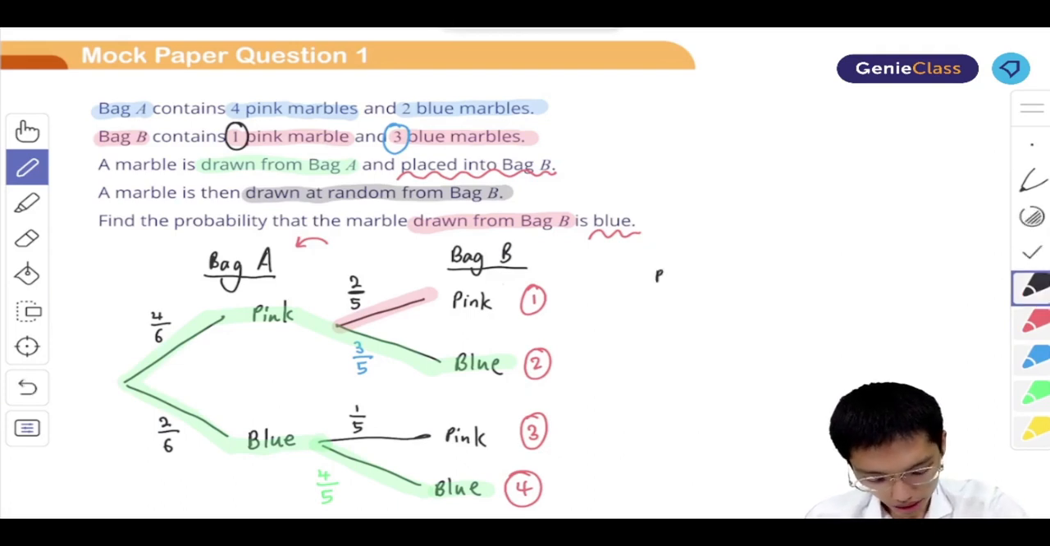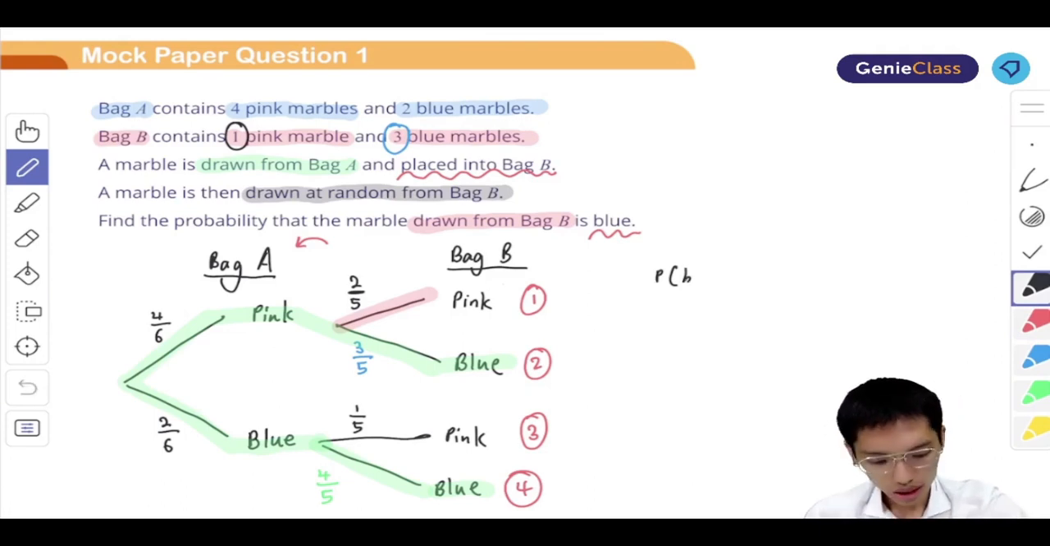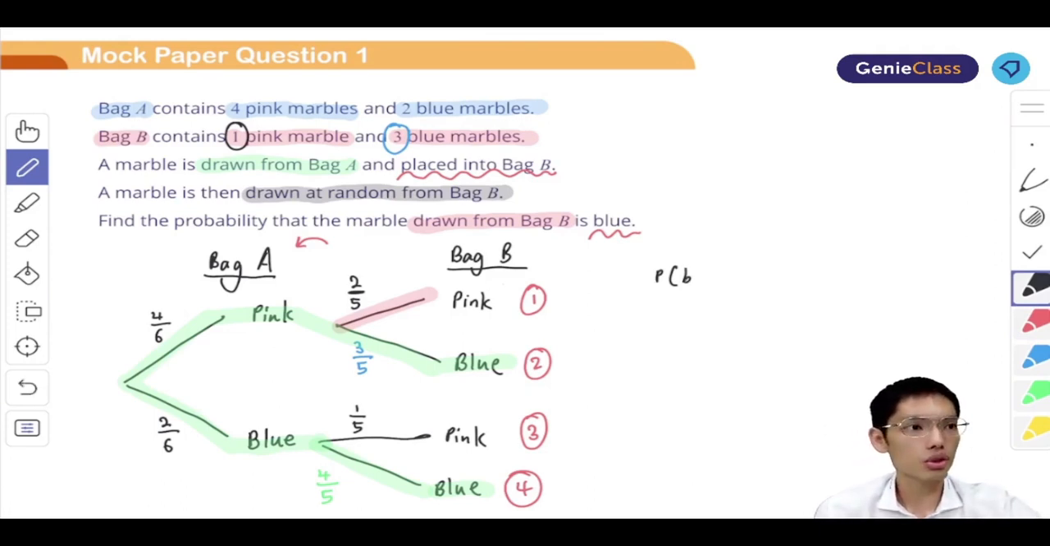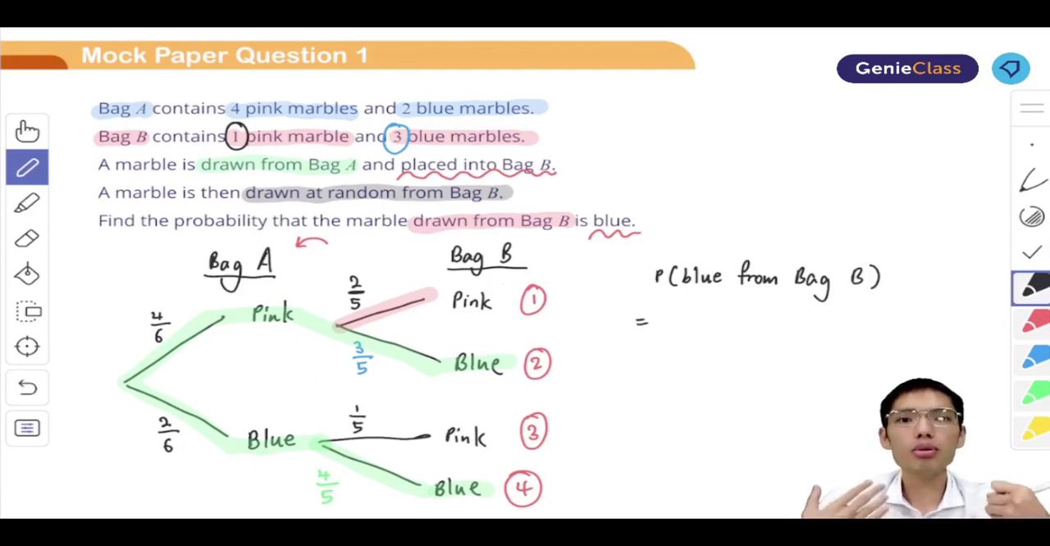So in fact, what happens? Probability that I draw from bag B. Very good, Denise. That's actually correct. So take a keynote. Let me just show everyone what Denise has mentioned. Alright, very good. So when we do tree diagrams, always remember what we want to do. Okay, blue from bag B. What we intend to do over here is to multiply along the branches, then we add them together.